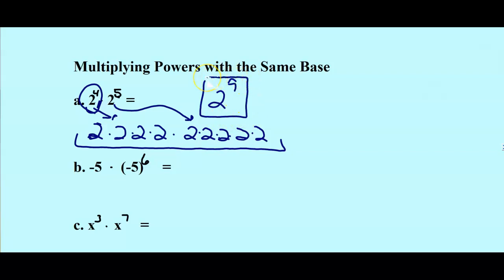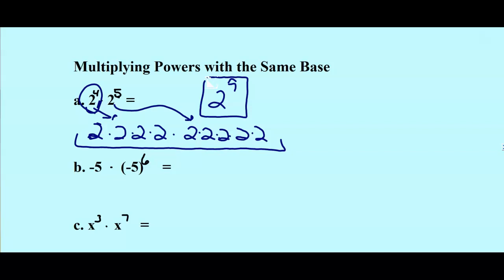Let's just write it in exponential form instead of expanded. And so we have 2 to the 9th. That is why this rule of adding those exponents works, because all we're doing is multiplying the same thing by itself over and over and over. All right, let's take a look at B.